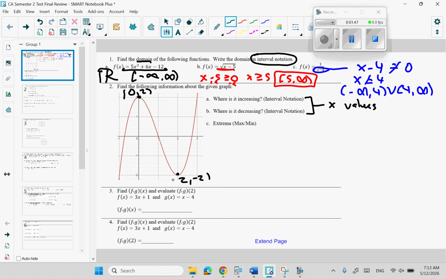Now, from here to here, my graph is going up. That would be from negative infinity to the x value of 0. Then my graph's going down, again x values from 0 to 2. And then my graph's going up again from 2 to infinity. Because I have multiple ranges in the same category, I have the union right there.